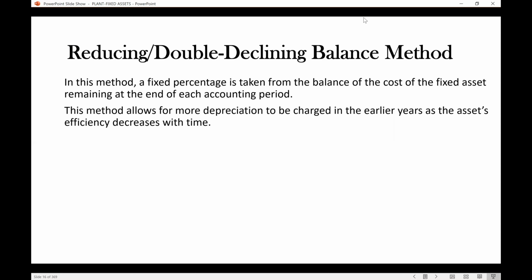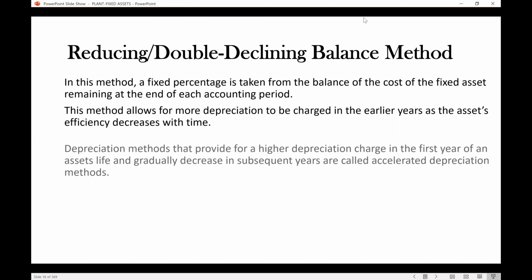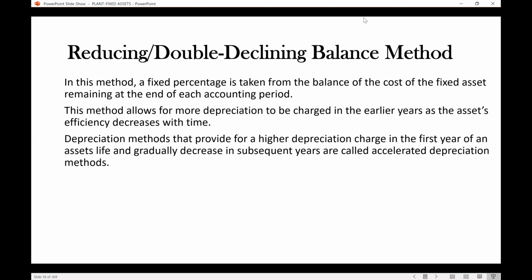So you want to ensure that you're charging more depreciation then, rather than at the end where, okay, it might be a little shaky, not working so properly, right? So the depreciation method that provides for a higher depreciation charge in the first year of the asset's life and gradually decreases in subsequent years is called an accelerated depreciation method. So the reducing balance method is an accelerated depreciation method.